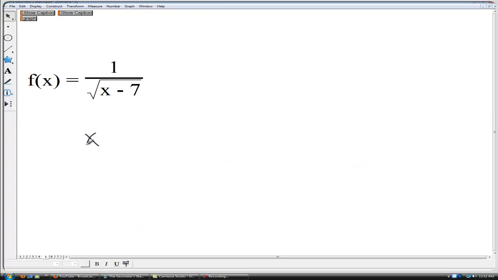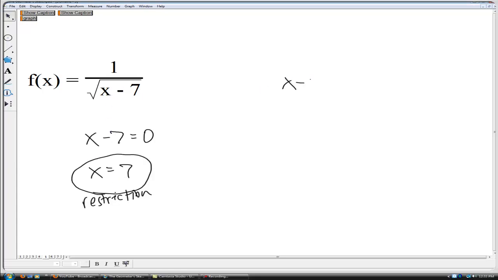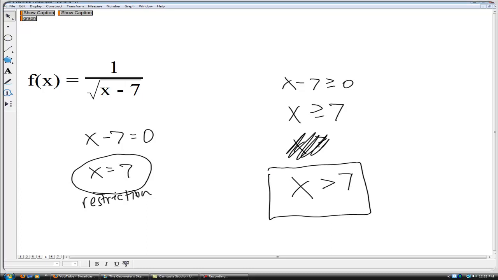So first test is to find a restriction, and if x is 7, we end up with a 0 denominator. Now at the same time, I want to set this greater than or equal to 0 because it's also the expression under a square root, and I get x is greater than or equal to 7, but we just showed over here that x cannot equal 7, so I have to adjust this to x is greater than 7. And this ends up being the domain.